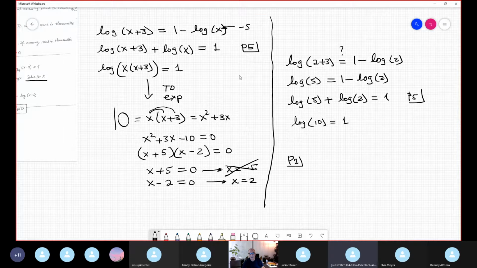Remember property 2 one more time. Logarithm of any base, when the number is the same, is 1. In this case, I know that by default the base here is invisible 10. And log of 10 is 1. True. Therefore, the solution 2 is perfect. Clear or confusing?